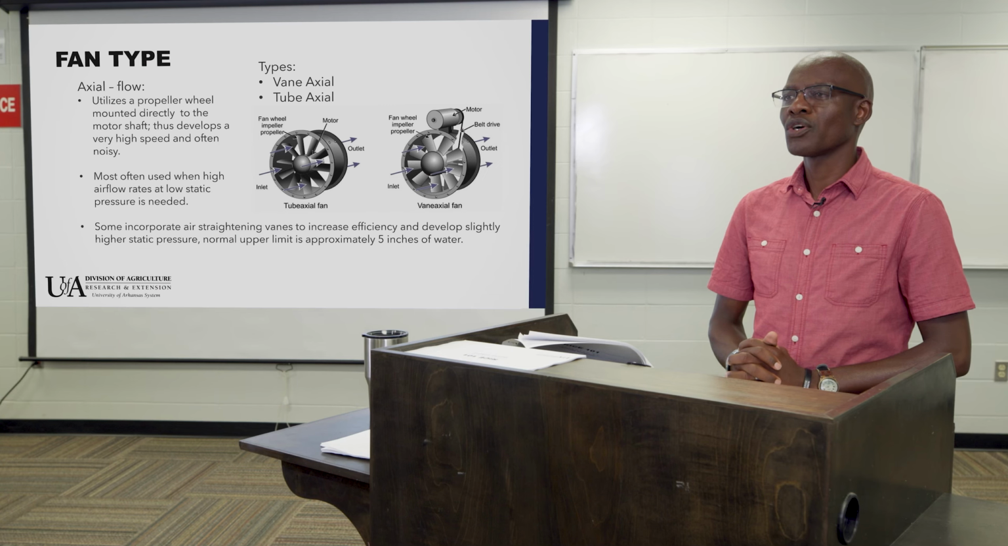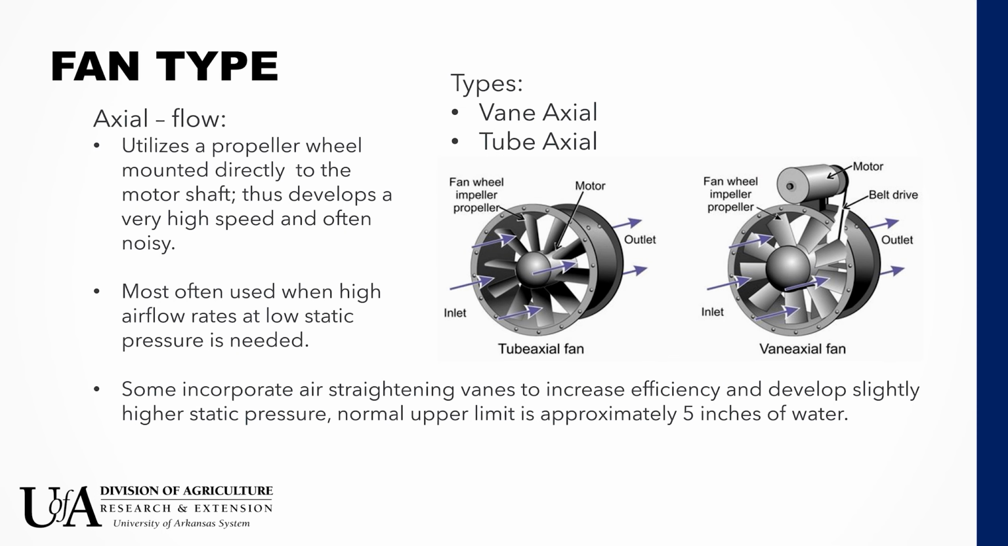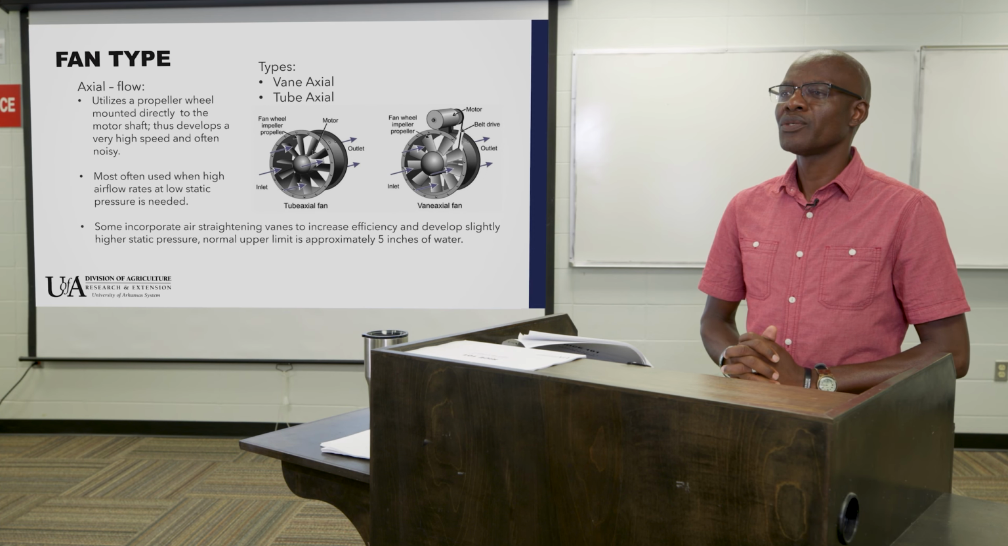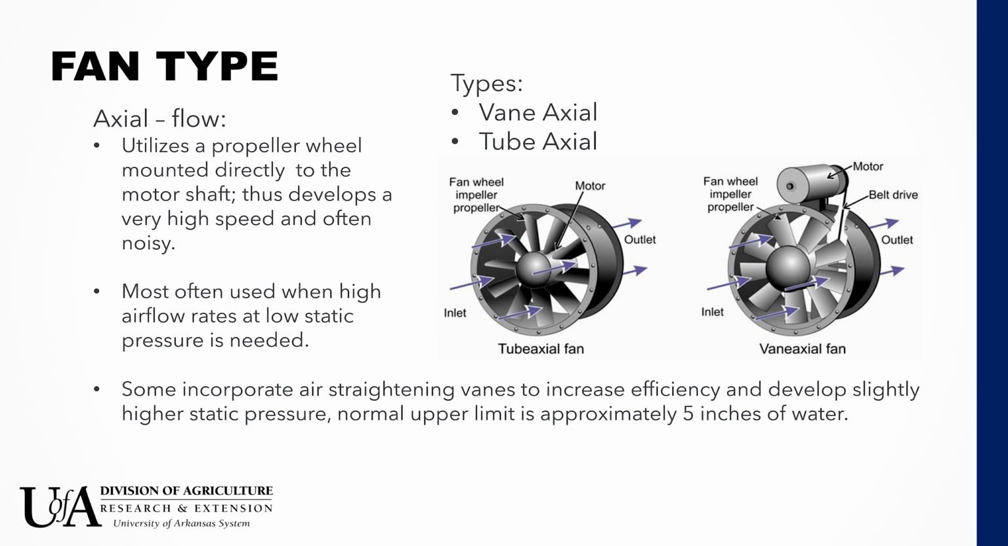The first diagram here illustrates what the axial flow fans look like. Now, this fan utilizes a propeller wheel that's mounted directly to the motor shaft, and thus they develop very high speed and are often very, very noisy. Most often, they are used when we need to have high airflow rates, but to overcome low static pressures.